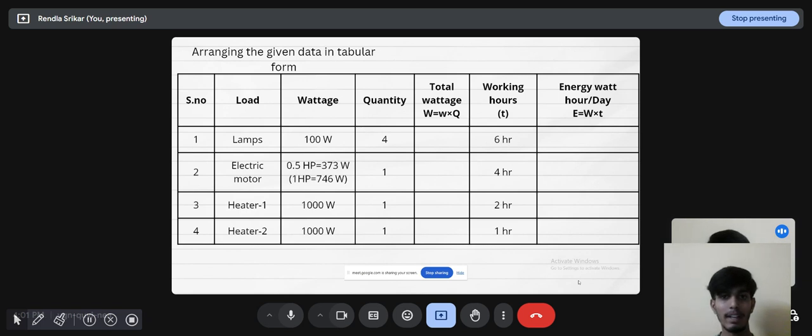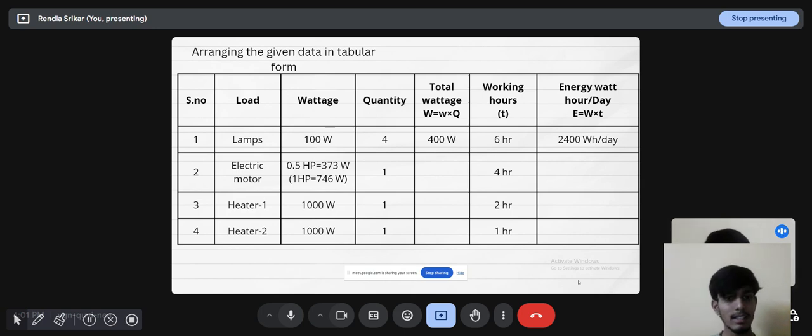So we'll be forming a table as we have done in the previous numerical, and we'll be listing out all the appliances and their wattage, and we'll be calculating the total wattage. For the first case, we have the lamps where the wattage specified is 100 and the quantity is 4, which results in the total wattage as 100 into 4, that is 400. And for the lamp, energy watt hour per day will be 400 into 6, that is, sorry, 2400 watt hour per day.